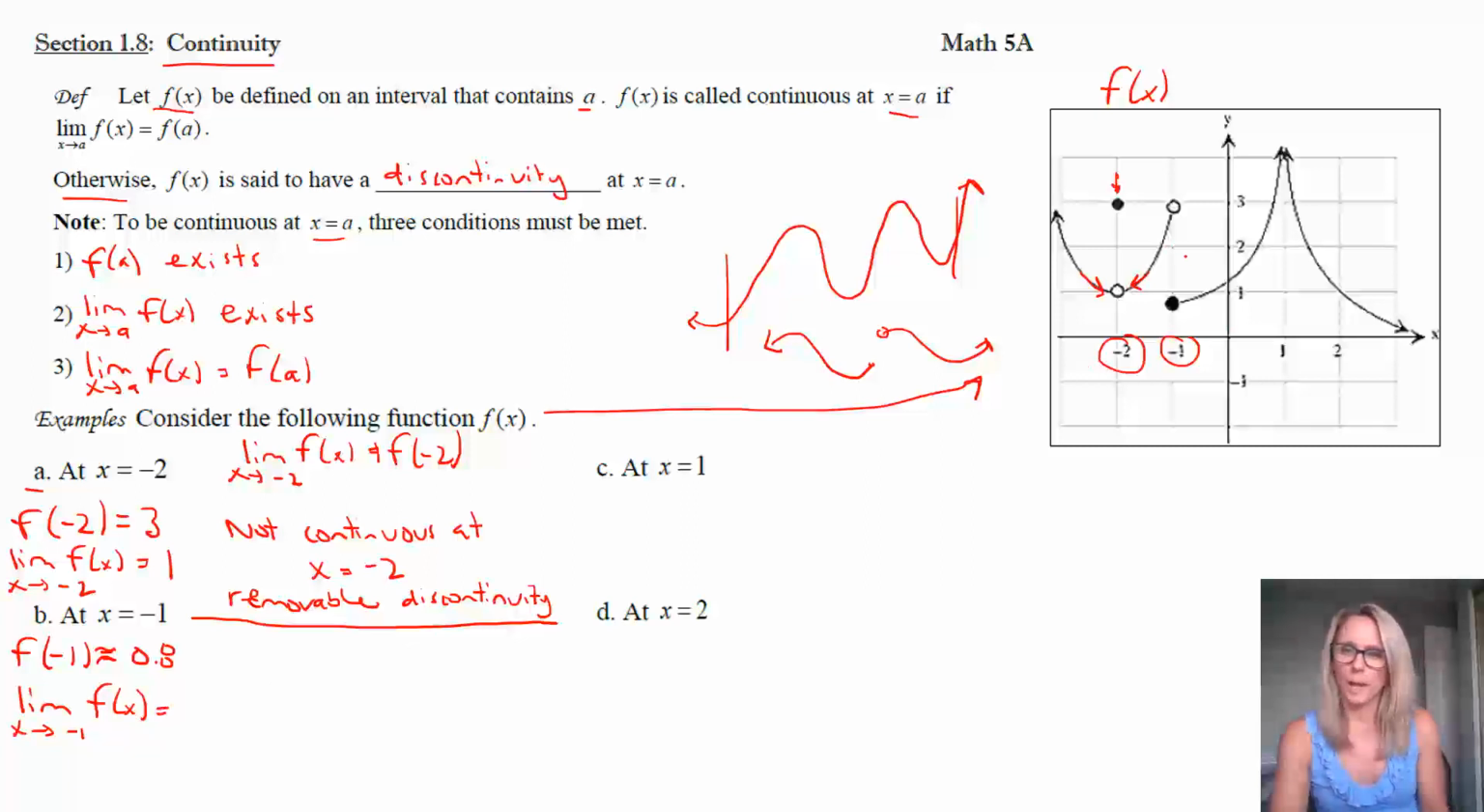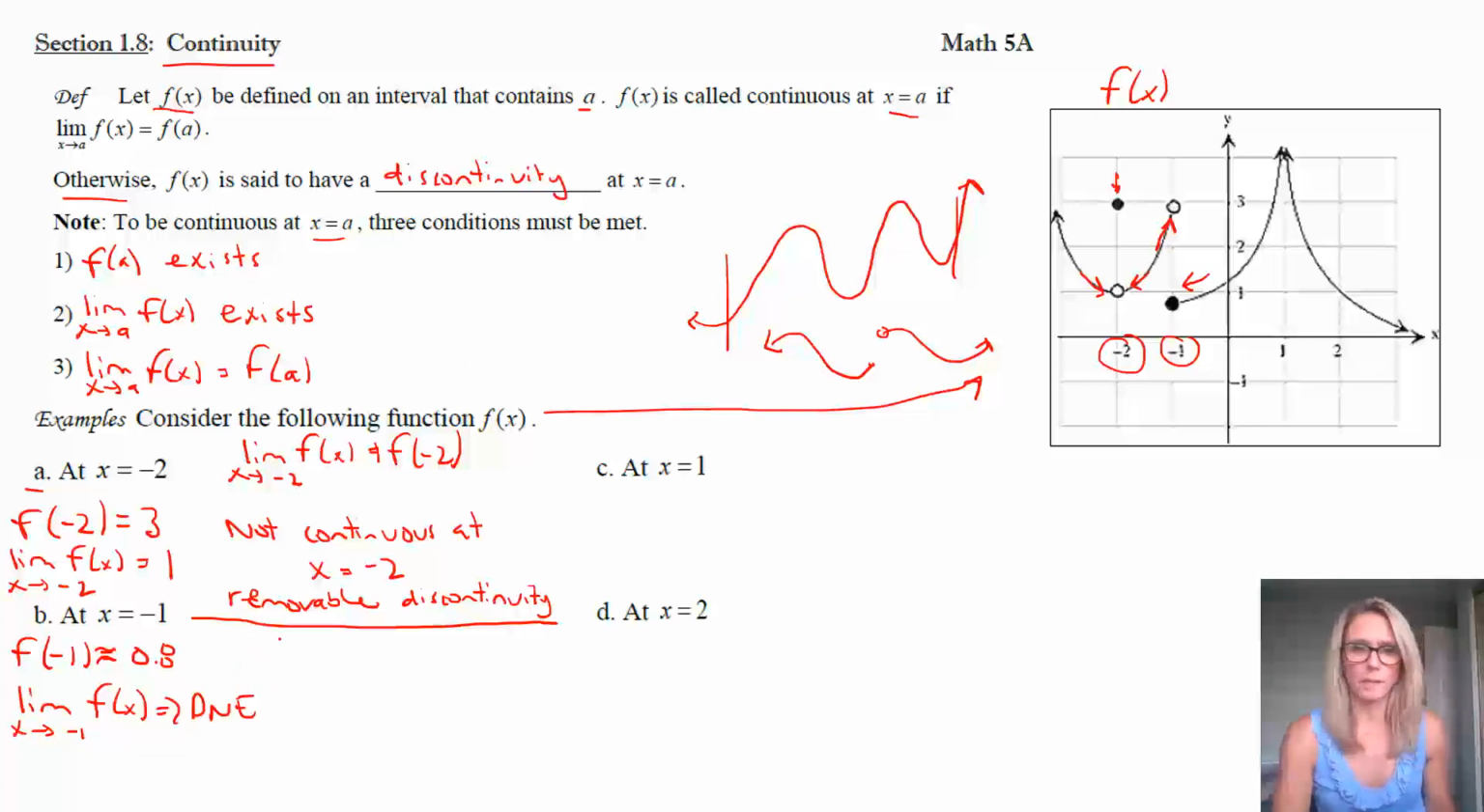Now when I think about the limit as x approaches negative 1 of the function, you might remember, oh, hey, I'm coming in from the right side, and I hit 0.8. But if you're coming in from the left side, what you should hopefully notice is you are not approaching the same value. So as you approach negative 1 from the two sides, you're actually approaching different y values. Because of that, we can already see that this limit does not exist.